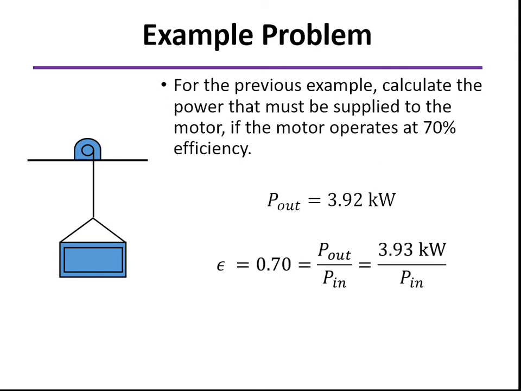And so now just using that definition of efficiency, which we said is 70% or 0.7 as P out over P in, then we can say that the output power divided by the efficiency of 0.7 gives us the input power. So in this case we have to supply the motor with 5.61 kilowatts to be able to have the working power, the output power, of 3.92 kilowatts.